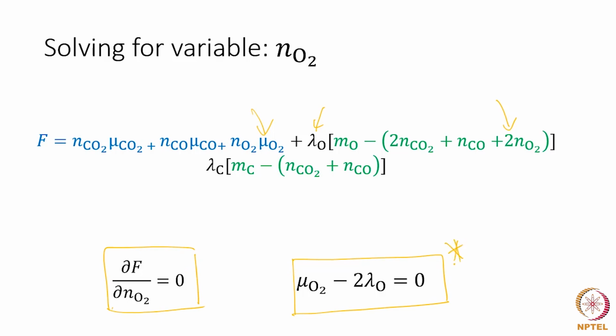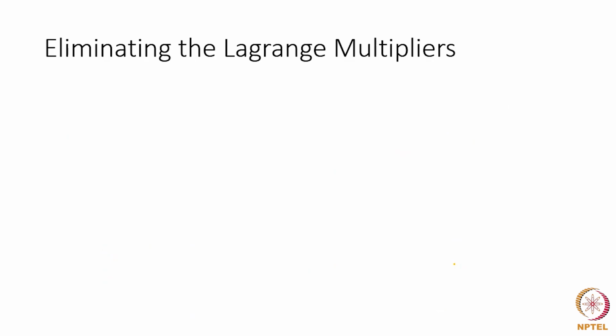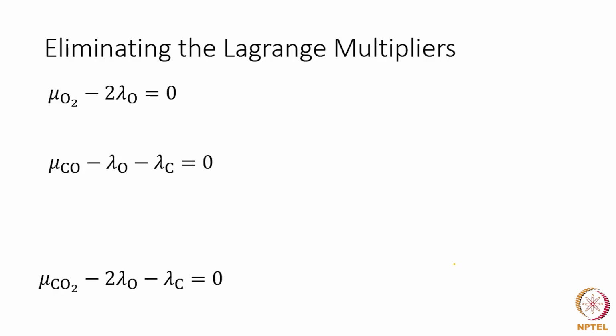Okay, so we now have for three variables three equations that have come out. So we can then solve for the Lagrange multipliers and eliminate them, so that we will arrive at a condition for the linking of the chemical potentials of the three species CO2, CO and O2. So the way we eliminate Lagrange multipliers is as follows. We use one of these conditions and go about.